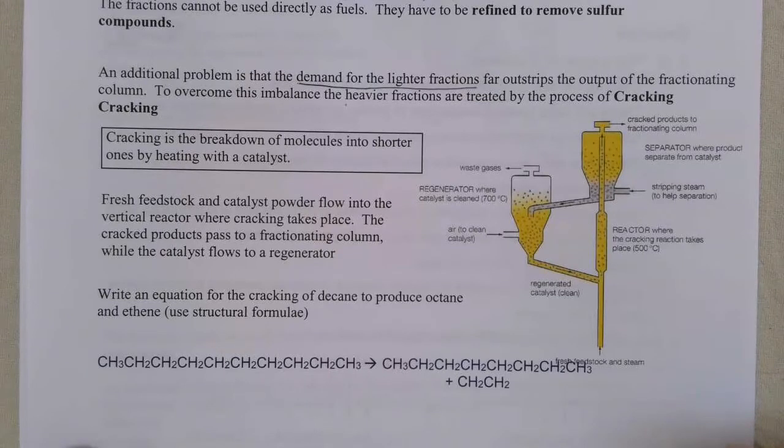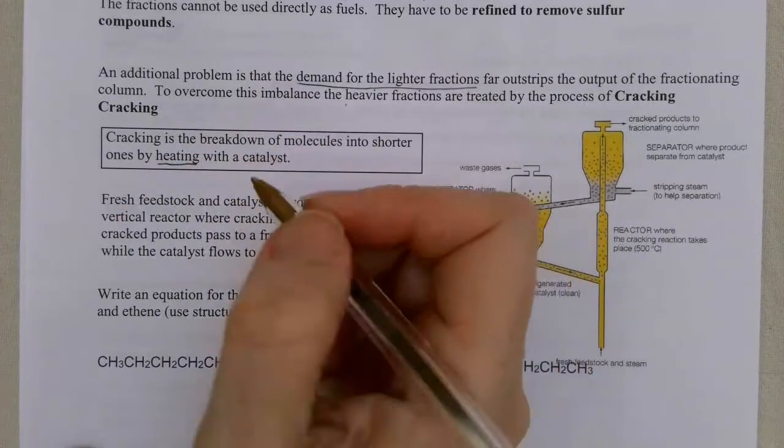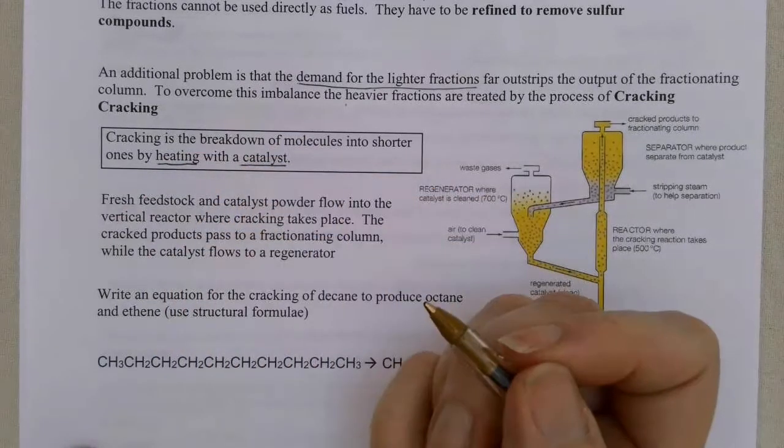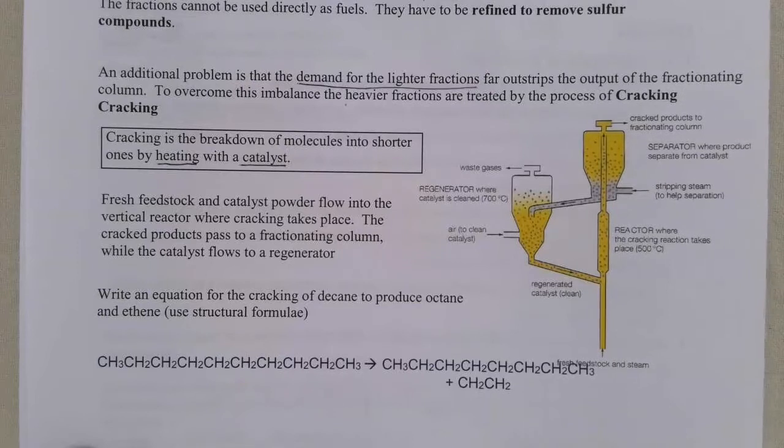Now the way we do this is called cracking. Cracking is breaking the molecule into shorter ones by heating. Now it does need high temperatures and it's usually done with a catalyst. The reason it needs such high temperatures is you're trying to break a carbon-carbon bond. Those carbon-carbon bonds are generally speaking very strong, very difficult to break, which is why you need high temperatures and a catalyst. And then you get more of those lighter fractions which are more in demand.